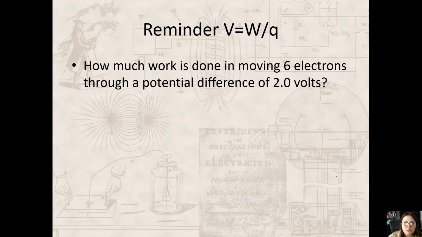Okay, and as a reminder, potential difference is equal to work divided by charge. So this time we're going to practice in electron volts. It says how much work is done moving 6 electrons, this is Q, through a potential difference of 2 volts, which is V. So Q is equal to 6 electrons. The potential difference is equal to 2 volts, and we want to know what the work is.